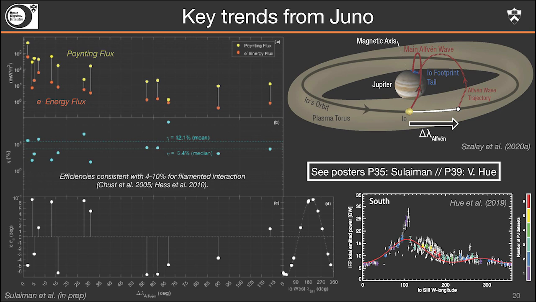And here we've got efficiencies of something like 6 to 12% coupling from the Alfvénic available energy to electrons, which is consistent with a filamented interaction. There were also some trends that sometimes, even though we were in closer, we would get lower emissions. And that might be explained because it has to do with where Io was when it launched these Alfvén waves. If it's in the core, in a stronger interaction of the torus, or if it's in the north or the south, it has different strengths of interaction.